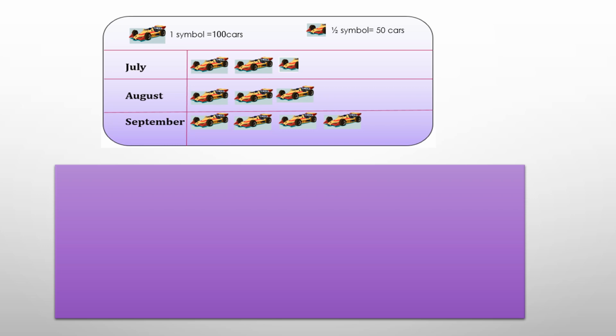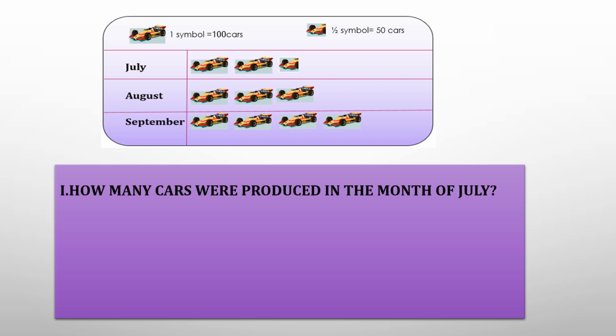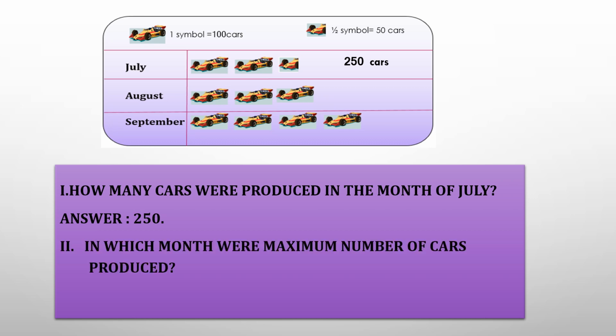How many cars were produced in the month of July? Yes, 250. In which month were the maximum number of cars produced? You can see that in the month of September, maximum 400 cars were produced. And in the month of August, 300 cars were produced.